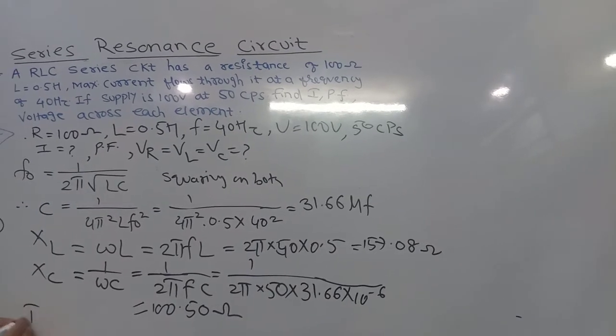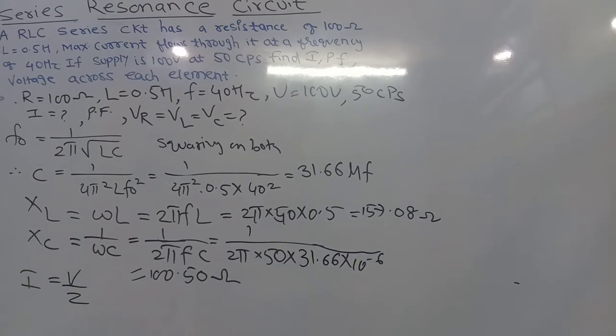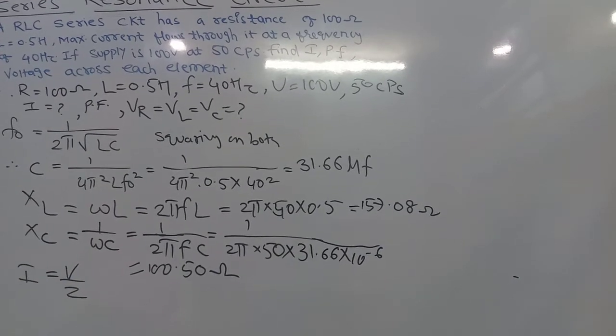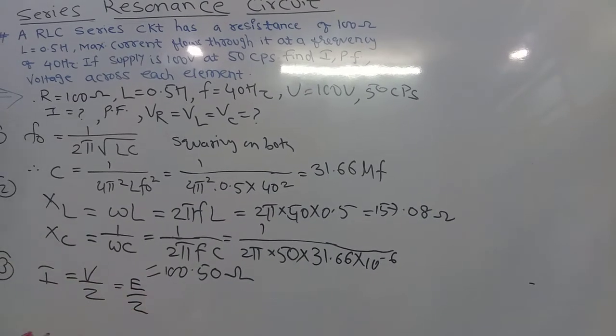Now the current. How can we calculate the current? With the help of Ohm's law, I is equal to V by Z. Why are we taking Z here? Just because of the RLC circuit combination. So V, or you can say E, by Z.